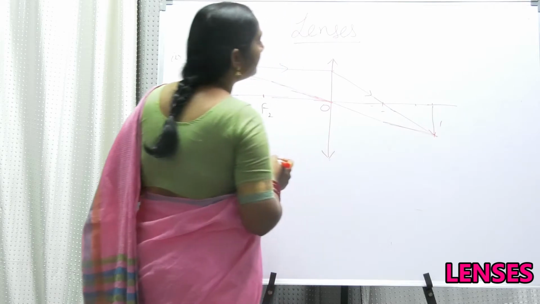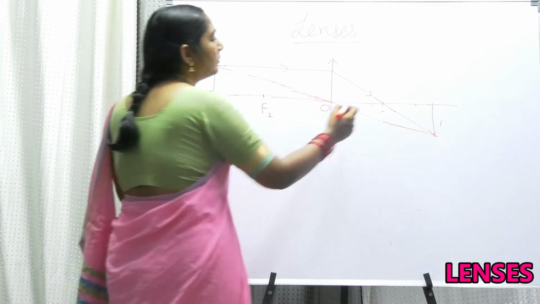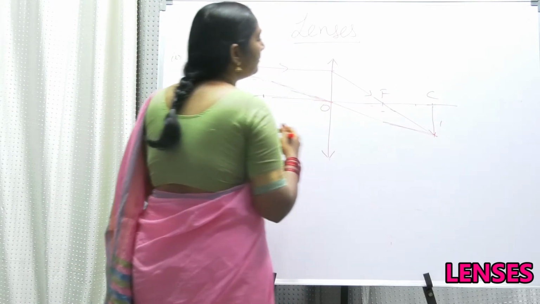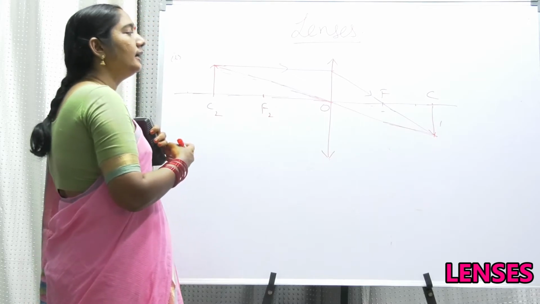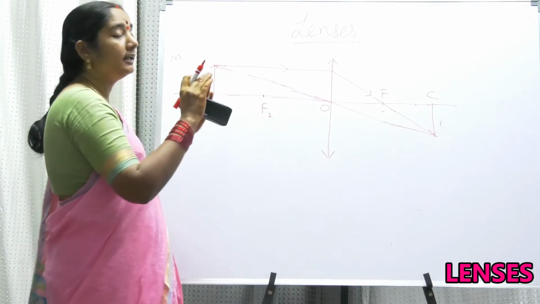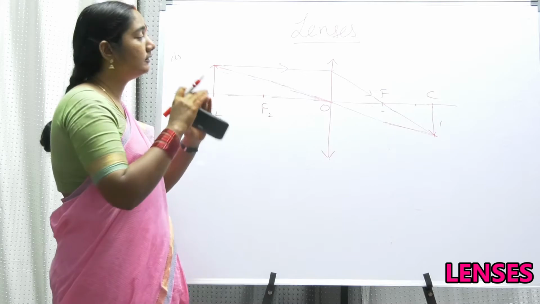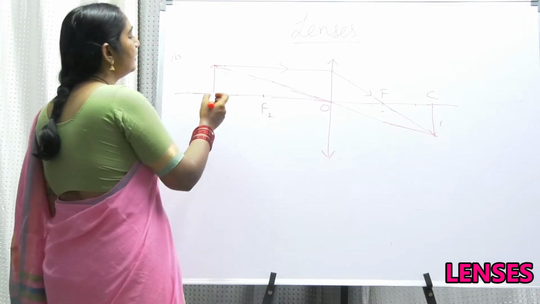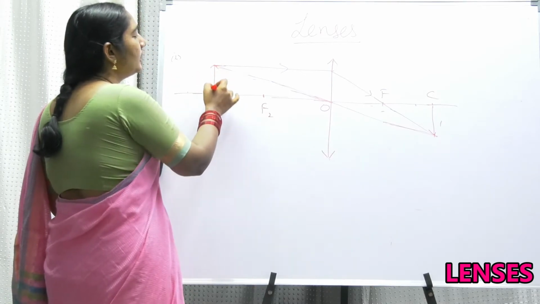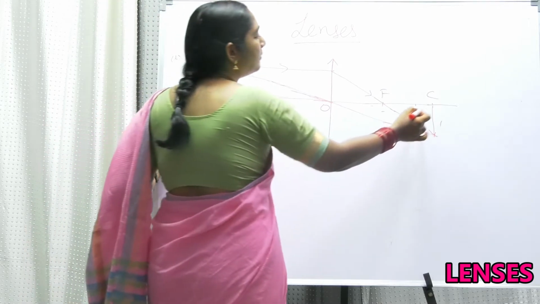So the image is formed here. The image is formed at C. At C, we are taking a symmetrical lens. So my dear friends, when we are putting an object at C, you are getting an image at C.